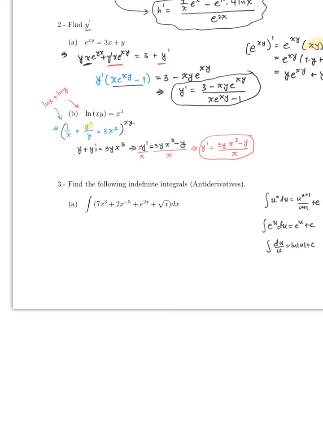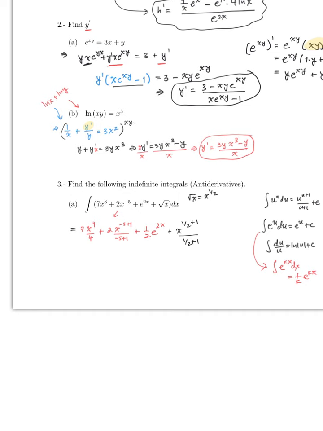So I'm going to do one by one. The integral of the first one is going to be 7x to the 4 over 4, because for this one the value for n is 3, so 3 plus 1 is 4 over 4. And then for this one it's going to be 2 x to the negative 5 plus 1 over negative 5 plus 1. Then the integral of e to the 2x, the special case of this when u is just equal to kx, this is 1 over k e to the kx, so this will be 1/2 e to the 2x. And then for the last one, remember that the square root of x is the same thing as x to the 1/2, so this will be plus x to the 1/2 plus 1 over 1/2 plus 1.